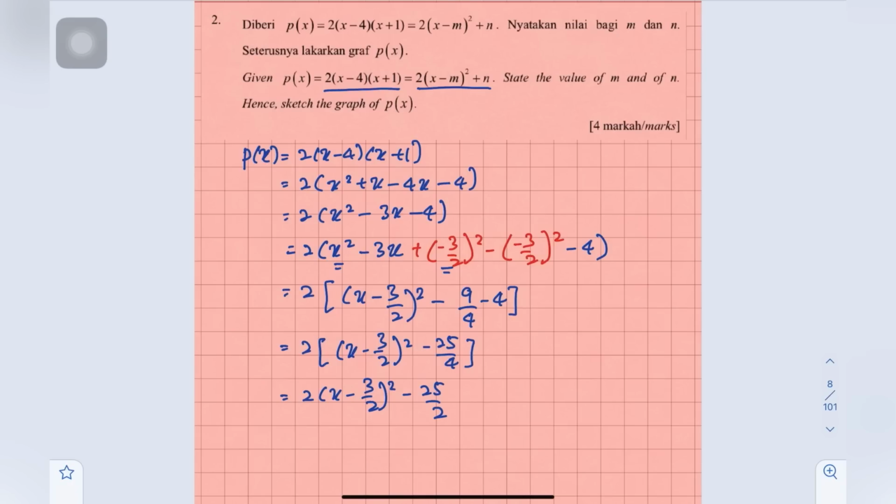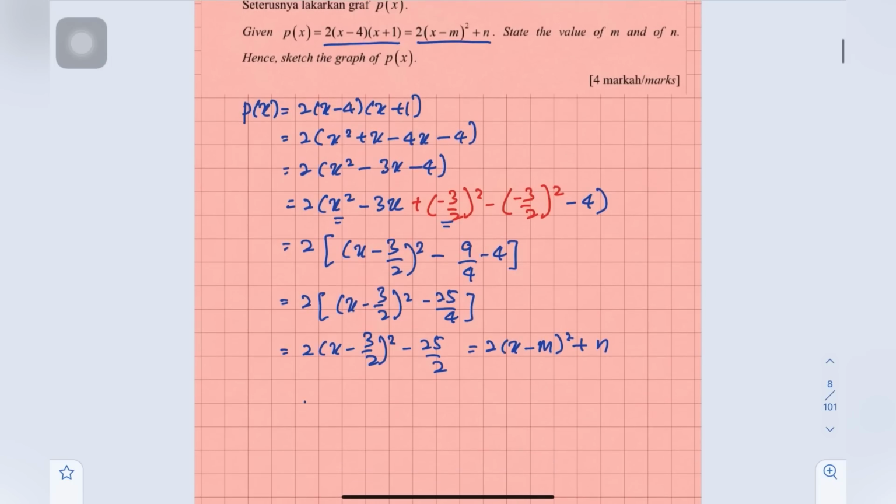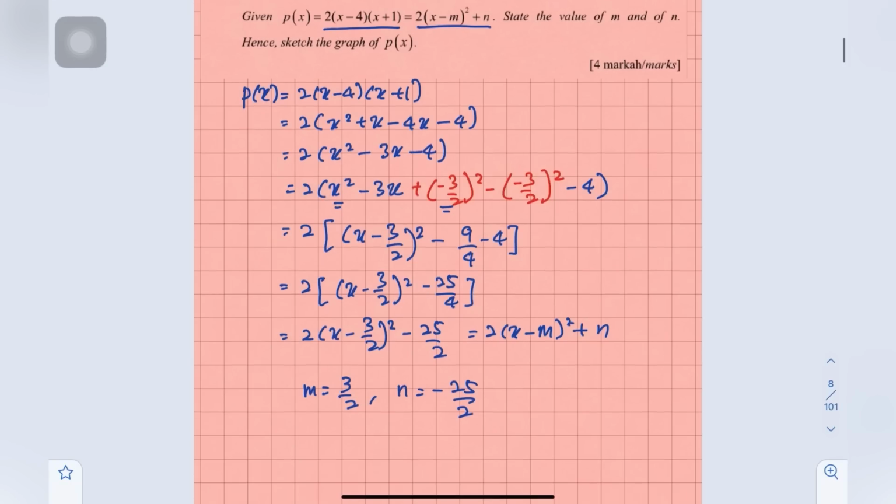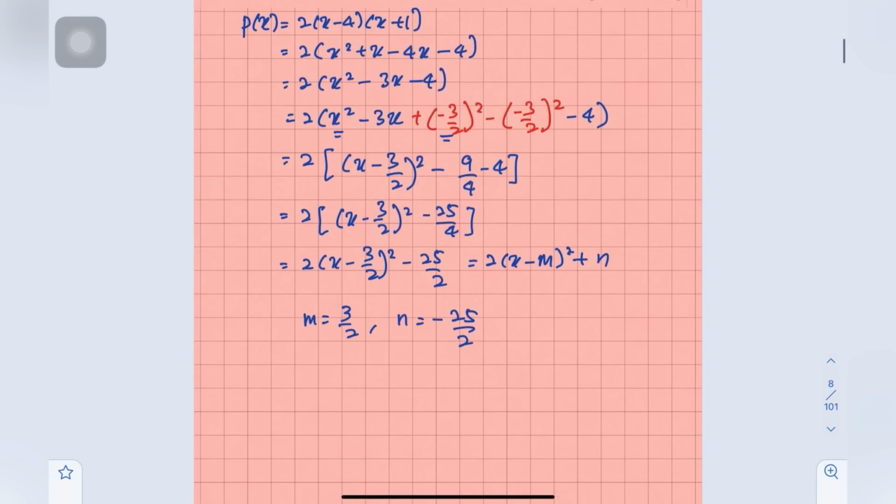Okay, so then we compare with the given question. Okay, so 2(x minus m) squared plus n. So then we compare. So m equals 3 over 2 and n equals negative 25 over 2. Hence, sketch the graph of p(x). Okay, so we need to sketch this graph. Okay, at first, p(x) equals (2x minus 4)(x plus 1).